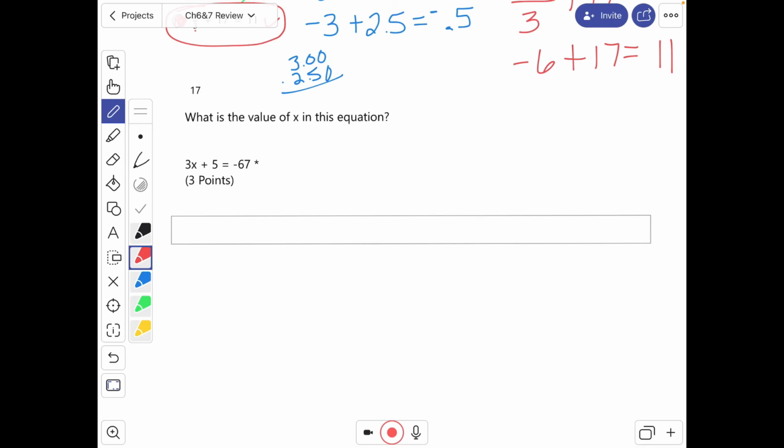Number 17. What is the value of x in this equation? So this time we do have to solve it. The first thing I'm going to do is subtract 5 from both sides, because we want to do the opposite.